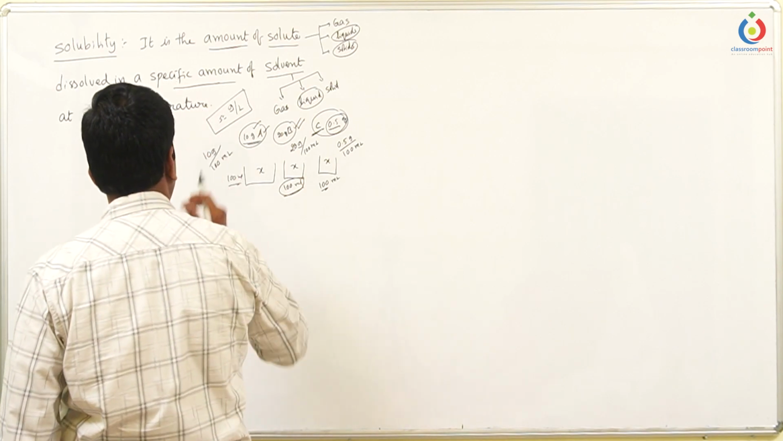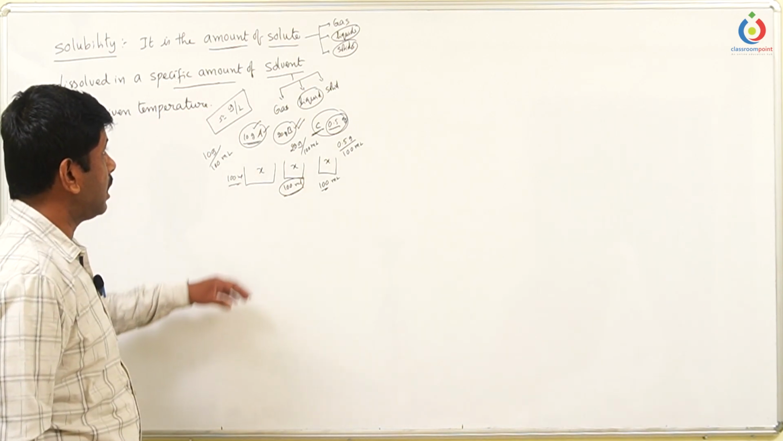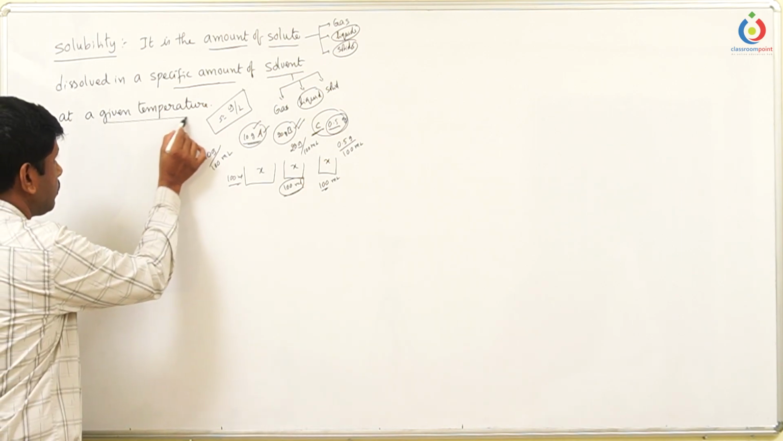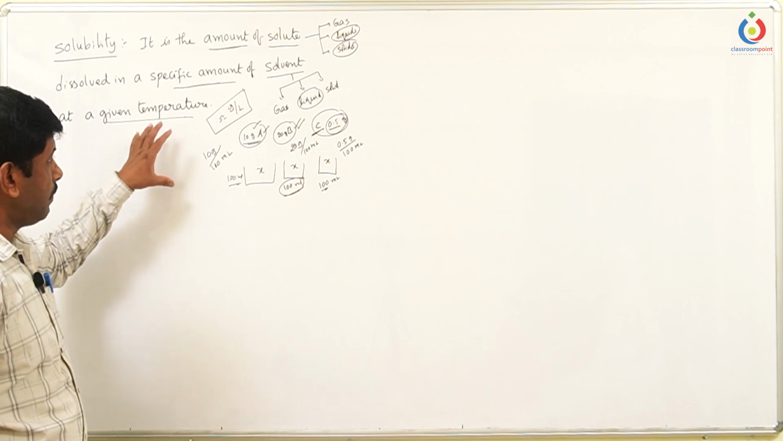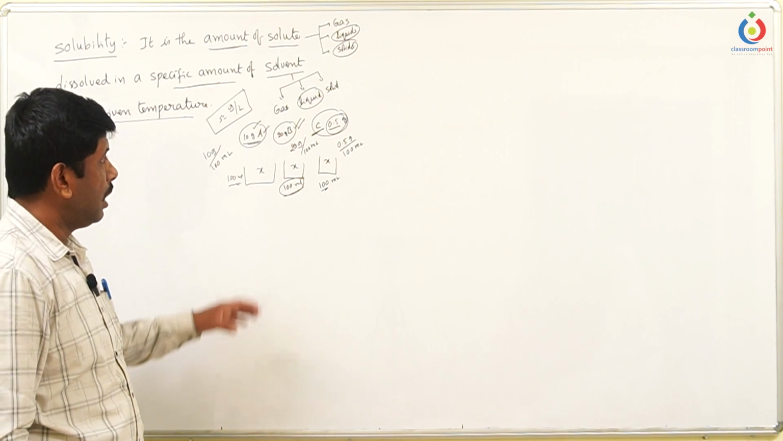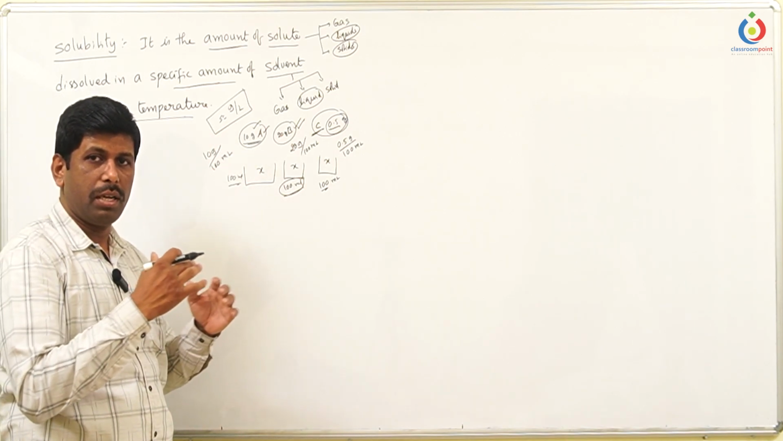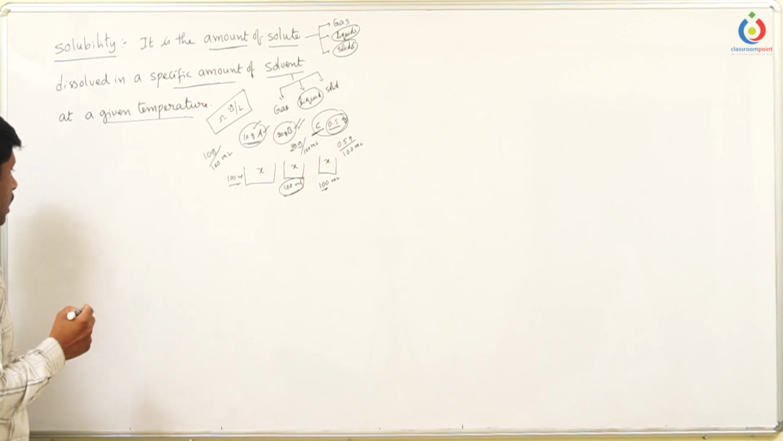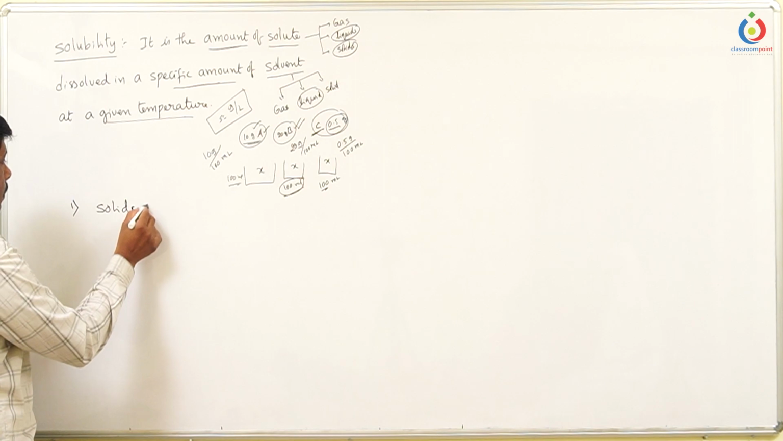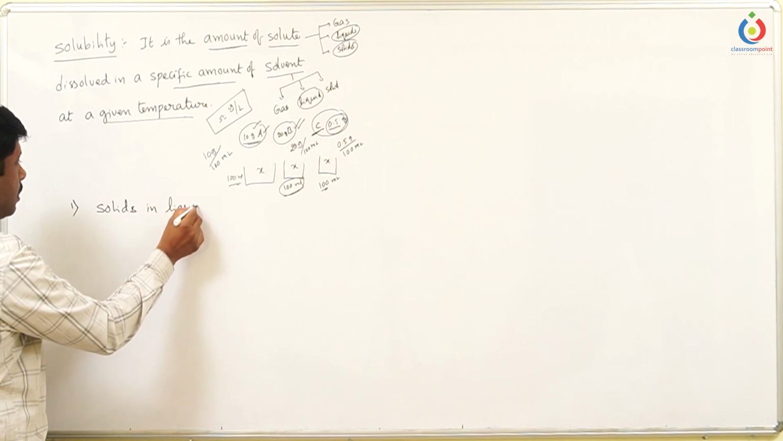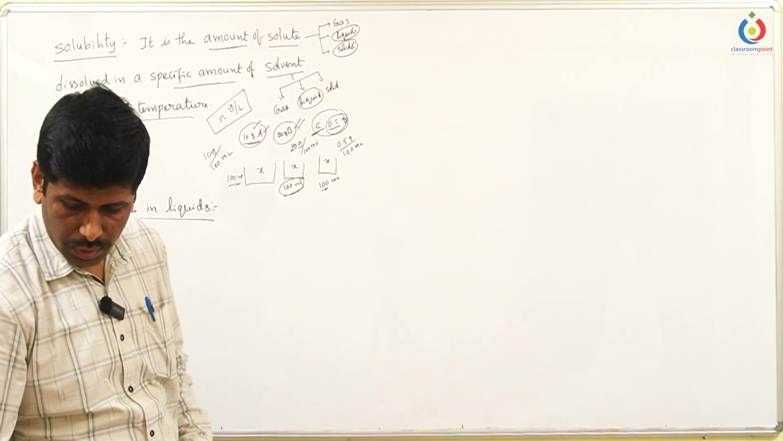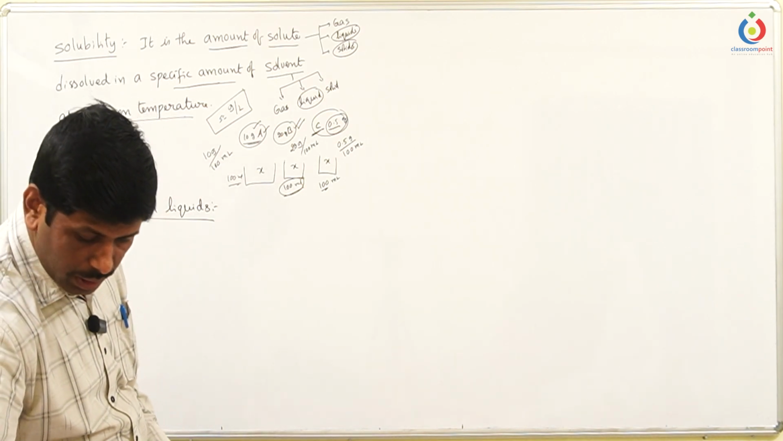So the solubility basically depends on the type of solute and solvent we are going to take, along with the temperature as well. Temperature also affects how much solute is going to dissolve in a specific amount of solvent. All these parameters we shall see by taking various examples. In today's class we are going to discuss the solubility of solids in liquids as well as the solubility of gases in liquids. So first, the solubility of solids in liquids.